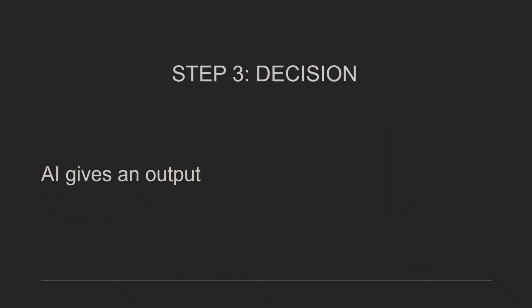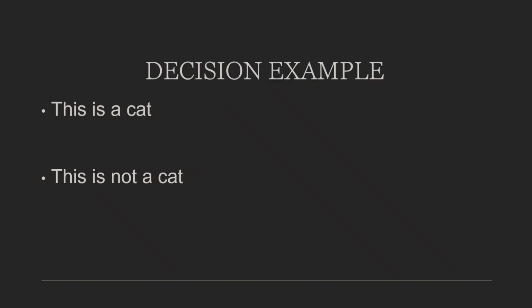After learning, AI can make decisions. It gives an output based on what it has learned. Now, when AI sees a new photo, it can decide whether it is a cat or not. This decision is based on previous learning.